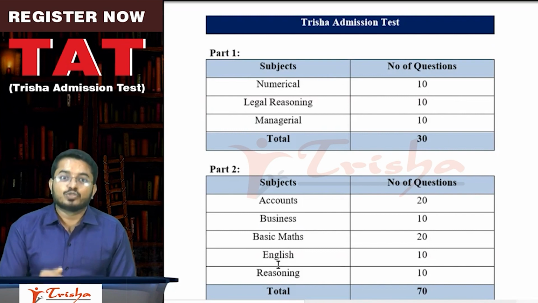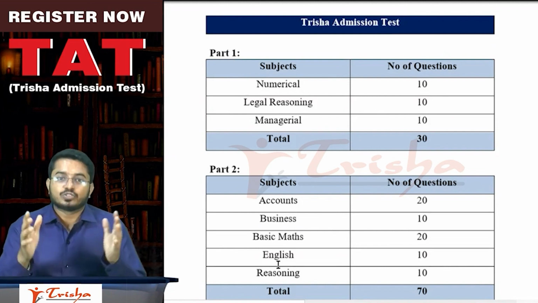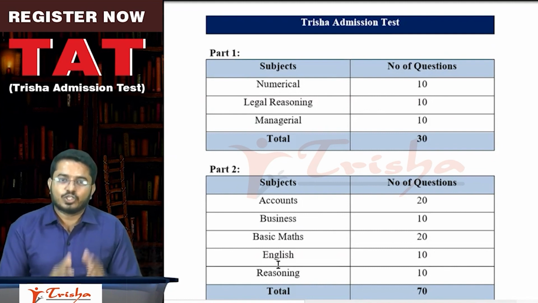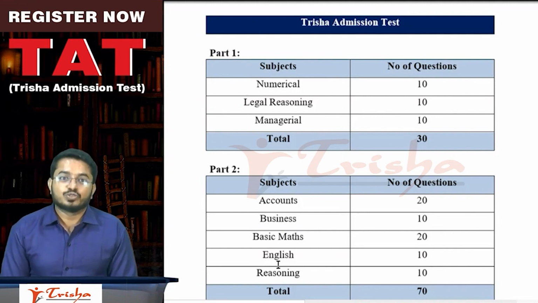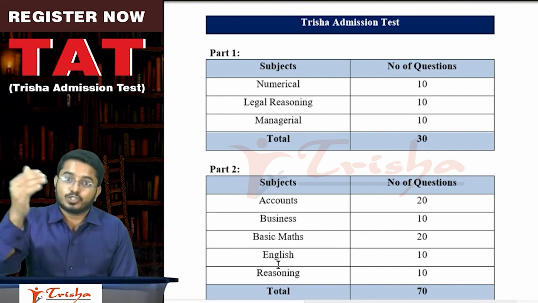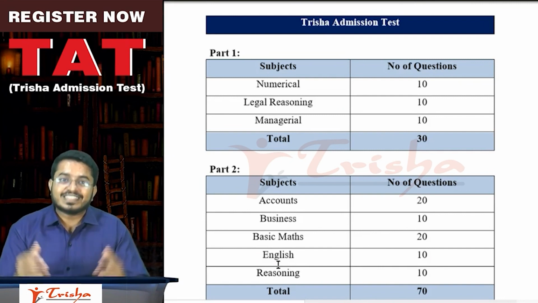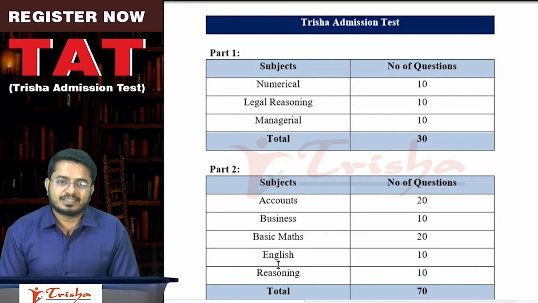strength, and to find out what your weaknesses are and to work on that and to build on that, right? So the only objective behind the Trisha admission test is to make you choose the right path in your life, so that if you take the first step in the right direction, you will reach the destination easily and as quickly as possible.